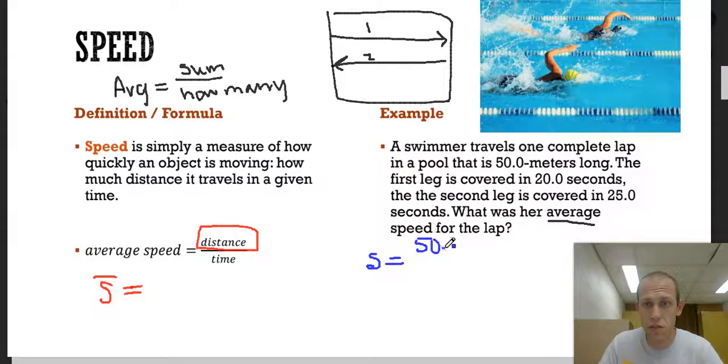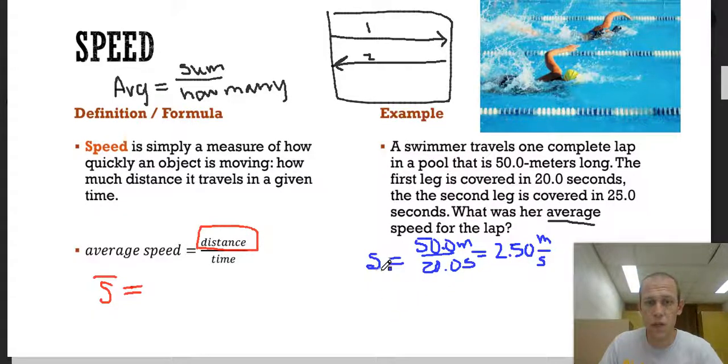50 meters in 20 seconds. Notice that these numbers have 3 significant figures. So when I divide them and get out 2.5, I need to have 3 significant figures. So I have to put a 0 on there.